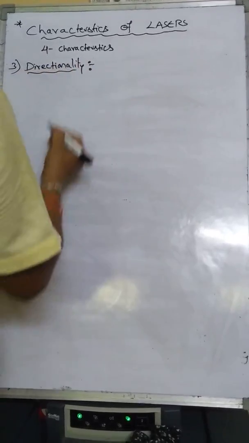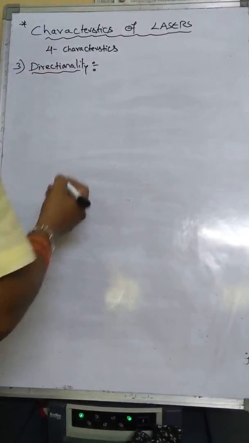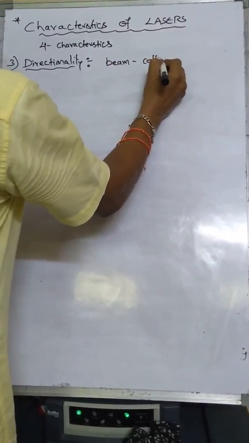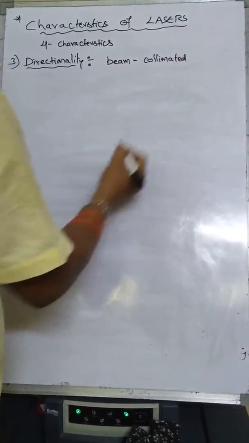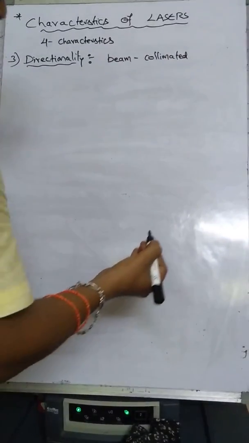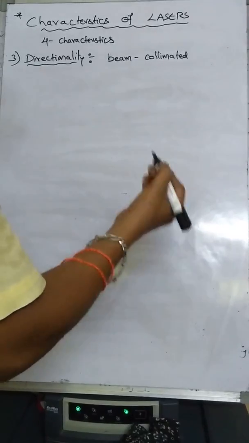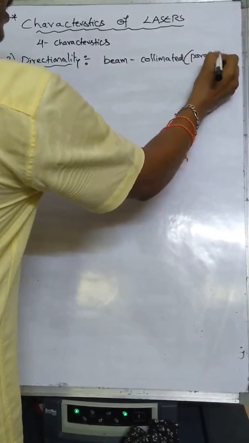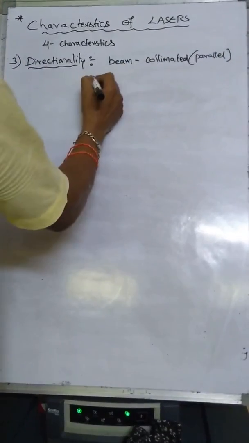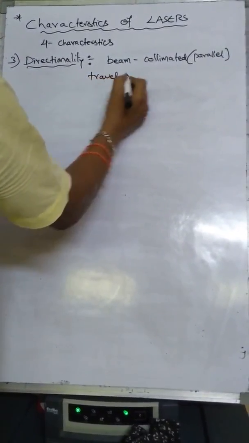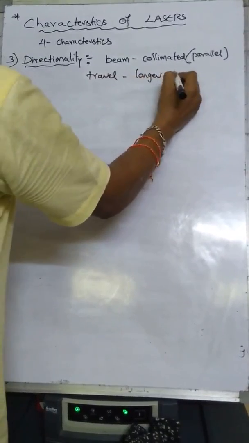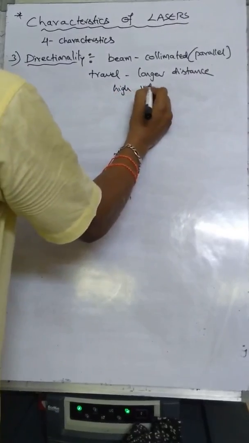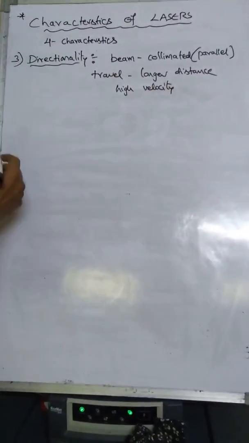And then what is this directionality? There is a simple parameter: how the beam is collimated. Collimated means parallel to each other; in the beam there will be a huge number of light rays, where every light ray is parallel to each other. That is collimated, maintaining a parallel. How the beam is collimated and must travel to a longer distance with a high velocity. So these parameters decide the directionality.